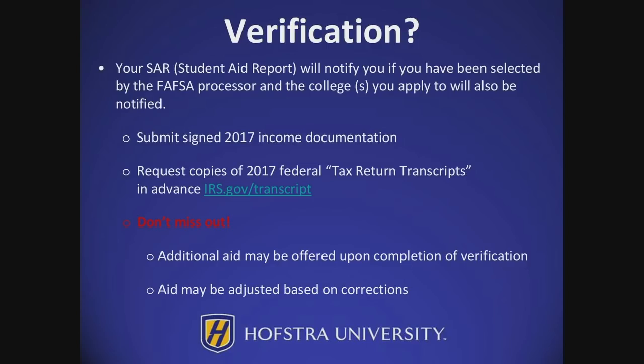What is verification? Your SAR, or Student Aid Report, will notify you if you've been selected by the FAFSA processor, and the colleges you apply to will also be notified. If you are selected, you must submit signed 2017 income documentation. Income documentation would be the 2017 federal tax return transcripts.